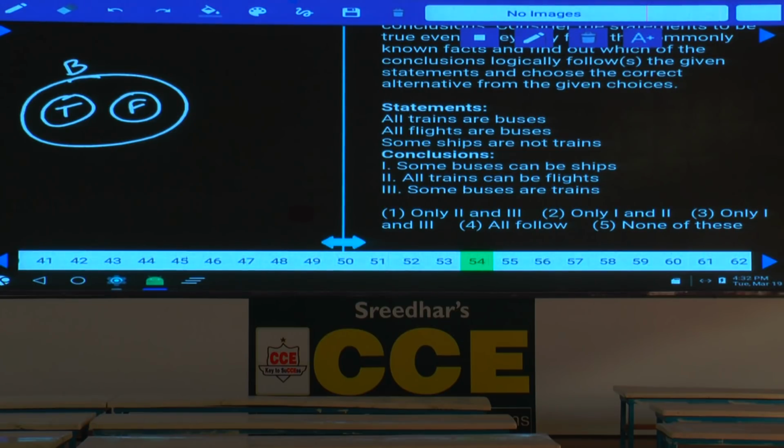Some ships are not trains means some not. Some not, how can you represent this one? Now while drawing the basic diagram for some not, we will take it as no only, isn't it? And some A's are not B's is nothing but no A is B.